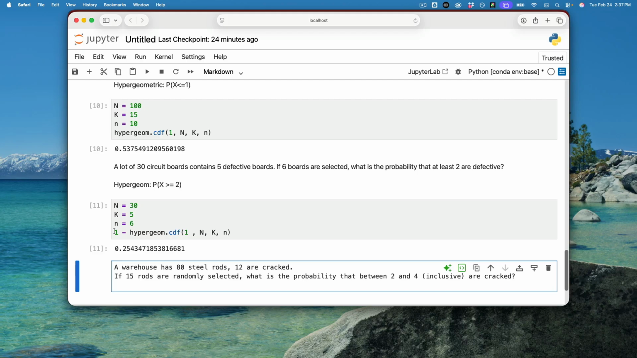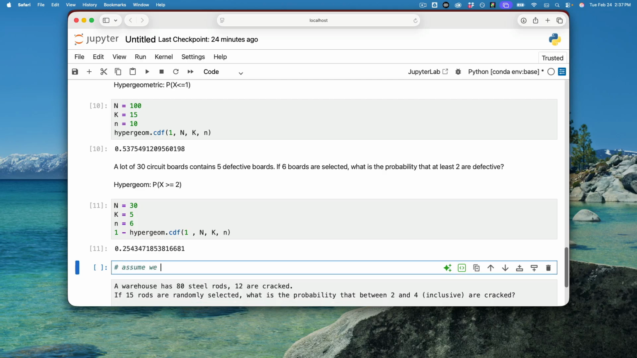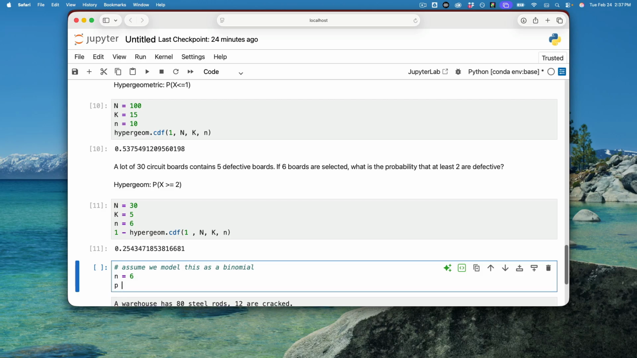In fact, let's try it out. Let's assume we model this as a binomial. With the binomial, you don't have the concept of population, but you have just the sample, which is 6, and the probability, which is going to be k over n. Agreed? That's the number of successes divided by the population. That's the likelihood of getting the defective board, right?